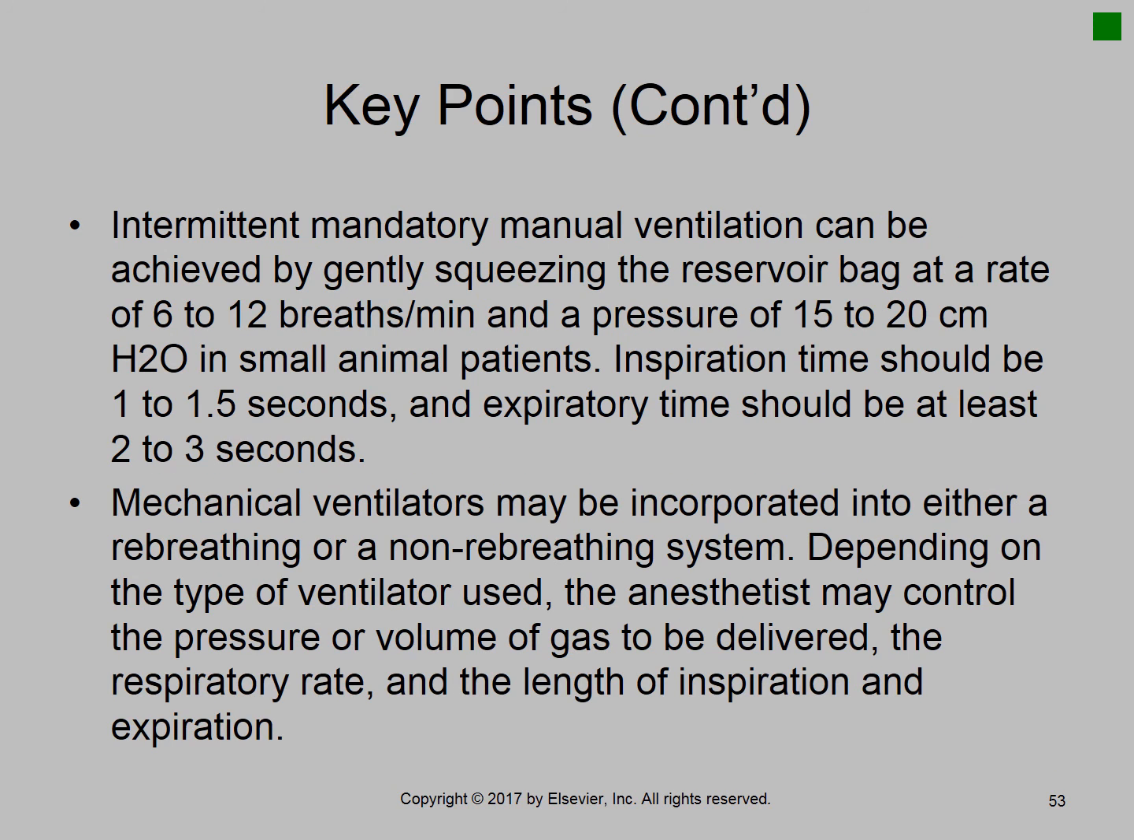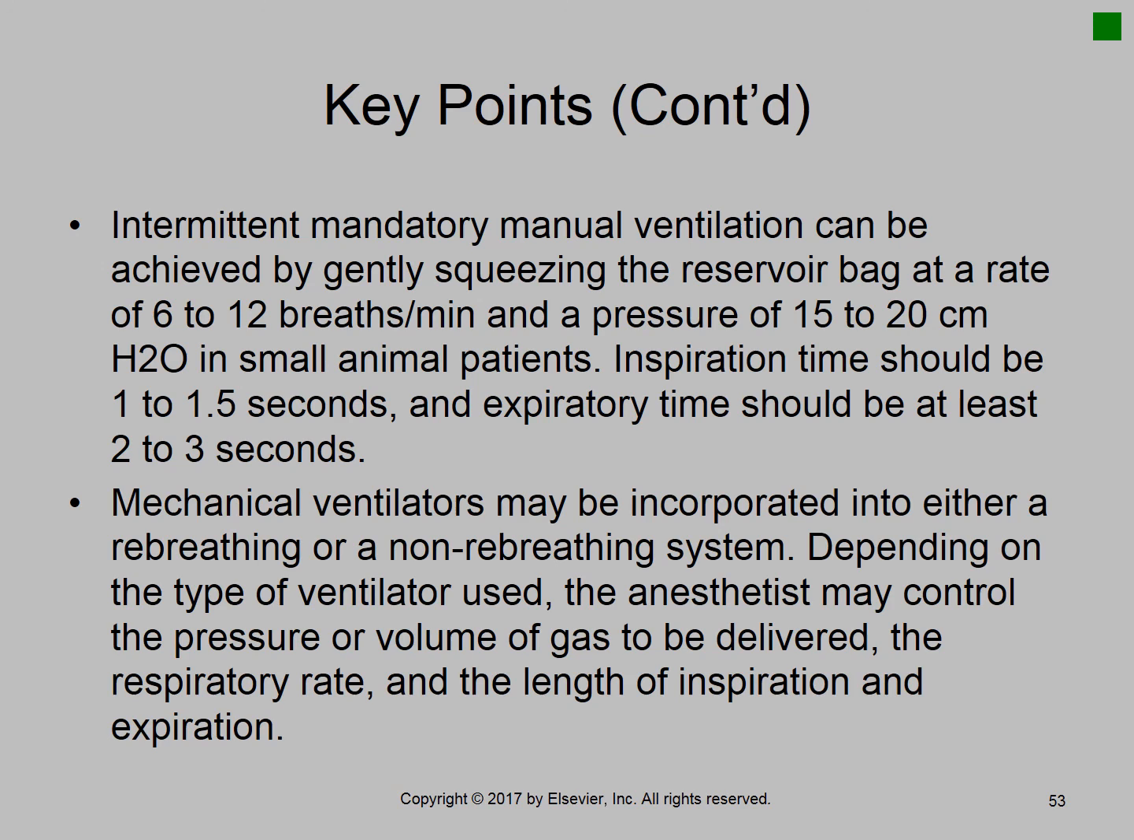Intermittent mandatory manual ventilation can be achieved by gently squeezing the reservoir bag at a rate of 6 to 12 breaths per minute and a pressure of 15 to 20 centimeters of water pressure, never exceeding 20 in a closed chest patient. Inspiration time should be 1 to 1.5 seconds, and expiratory time should be at least 2 to 3 seconds, usually a 1 to 2 or 1 to 3 ratio.